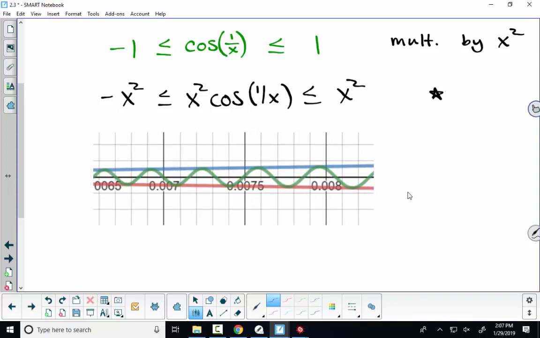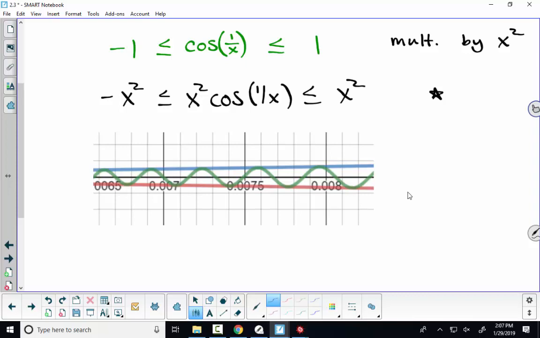Do y'all have any questions on that? So if this question showed up on the exam, you would already be given what we've starred there. I would say, given this, determine the limit as x approaches 0 of x squared cosine 1 over x.